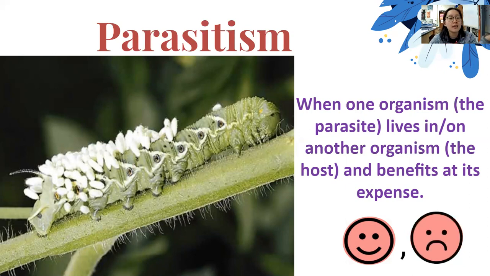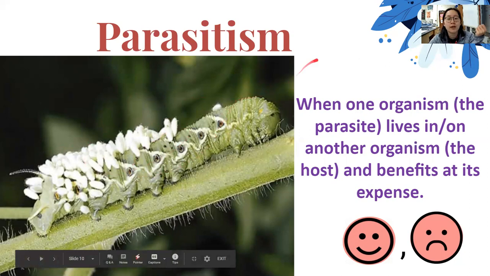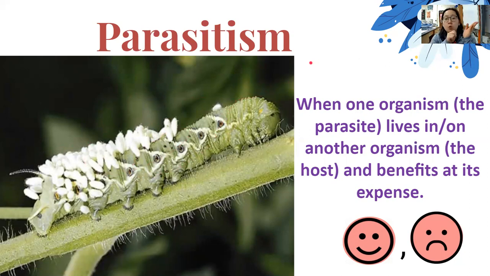host, because in this example right here, we have a caterpillar that has been infected with what is probably wasp eggs that are laid on it. And the baby wasps, when they hatch out, are going to burrow into the caterpillar and actually eat it alive from the inside out. The baby wasps and the wasp parents basically get a free food source for their babies, and the caterpillar is going to die before it can ever become a beautiful butterfly or moth that it was going to be able to. That's parasitism.